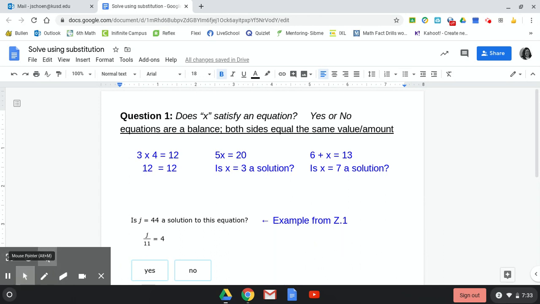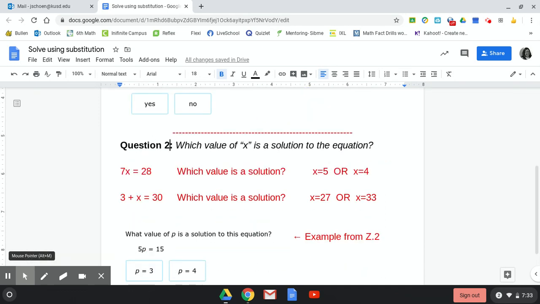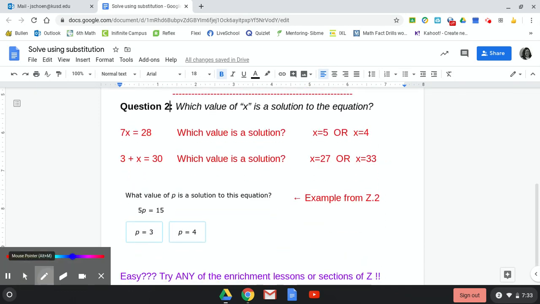All right, let's take a look at the next question we will be asked. The next question we will be asked is, which value of x is a solution to the equation? So they're basically asking you, which one is the answer? Is it this or is it that? So here we have on our first problem, 7x equals 28. Which value is a solution? X equals 5 or x equals 4? So I can substitute both of those in and try them out.